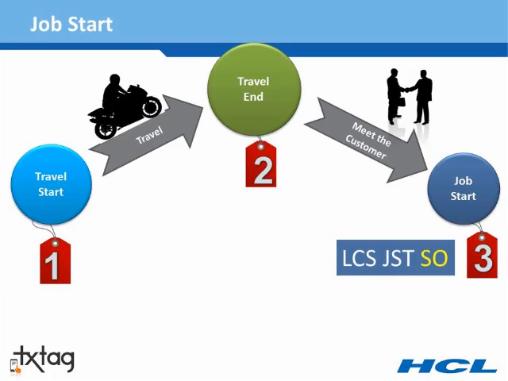So when you start working on the machine, before you open your toolkit, you have to send a third SMS stating that you are starting to work on the customer's equipment. So this is a very simple SMS, because every SMS starts with LCS. You will first type in LCS. JST is for job start time. So you will type in LCS space JST space the SO number.